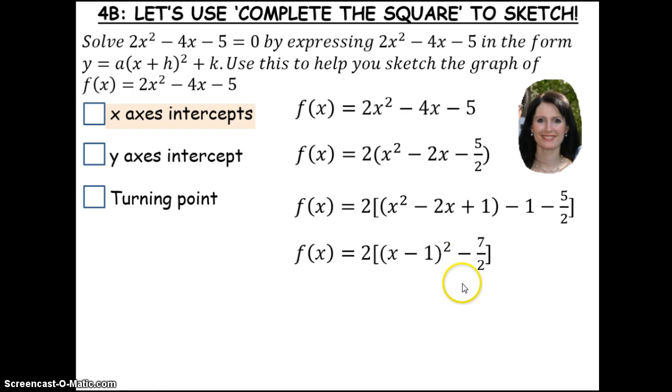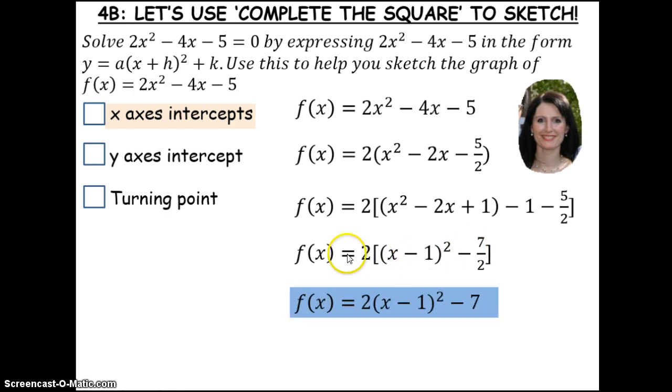I then want to get rid of the square brackets. If I take the square brackets away, it means that I'm multiplying x minus 1 squared by 2, which is correct, but then I wouldn't be multiplying negative 7 on 2 by 2. So I need to actually do that. So multiplying 2 by negative 7 on 2, I get negative 14 on 2, which is negative 7. I can then get rid of the brackets, leaving me with f of x equals 2, open brackets, x minus 1 squared minus 7. That's now in turning point form.